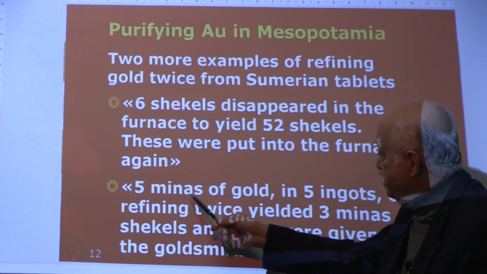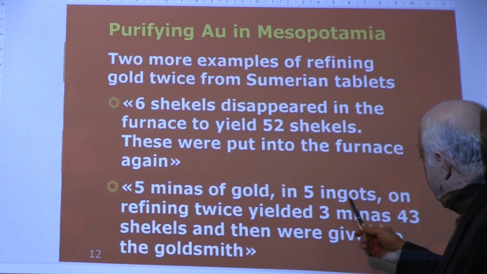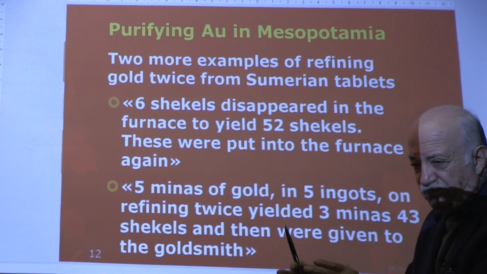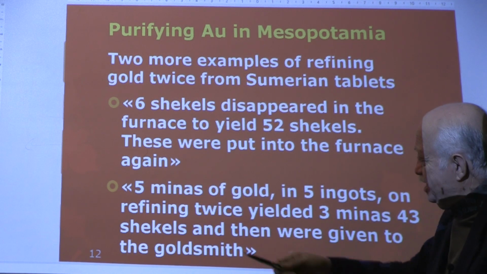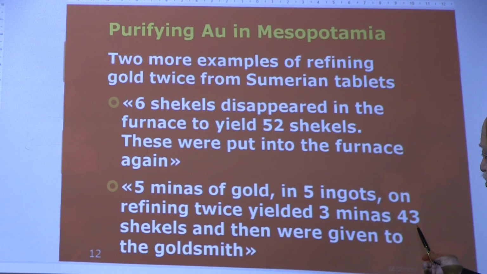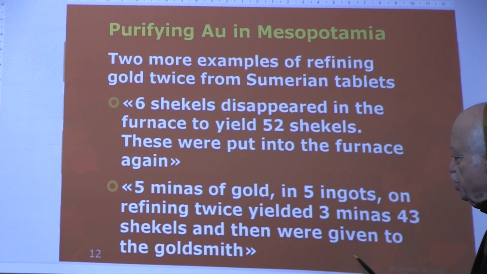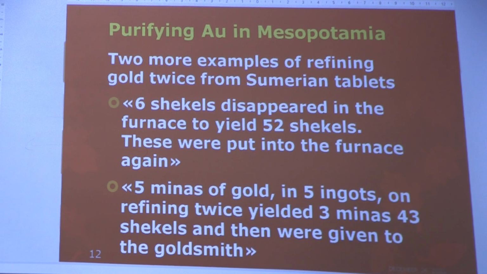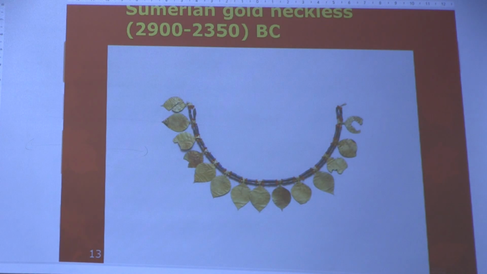Another one says 5 minas of gold in 5 ingots. There are 5 small pieces, altogether 5 minas. Refining twice yielded 3 minas of 43 shekels, and then were given to the goldsmith. There are many other examples, but I think this is just enough to give us an idea.